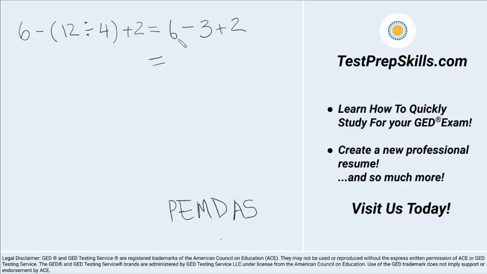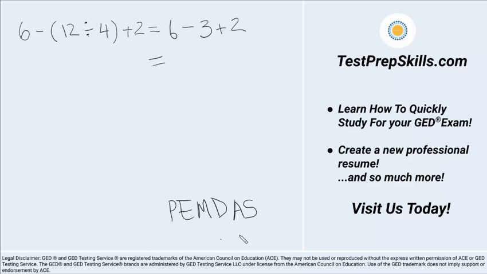Okay, so now I'm left with 3 terms and 2 operations. I have a subtraction and I have an addition. Now, when I look at PEMDAS, I took care of my parentheses. Next is exponents. I don't have any of those. Then I have multiplication and divisions. I also don't have any of those. Finally, I have additions and subtractions.